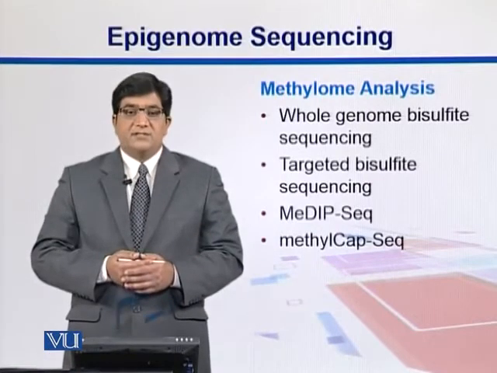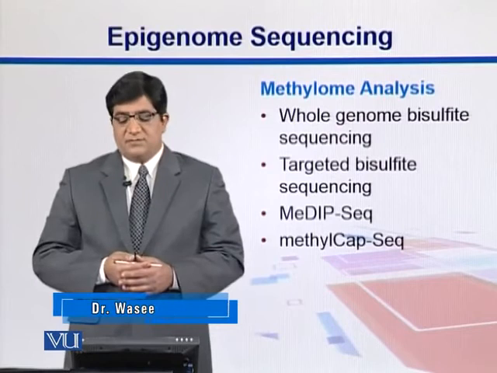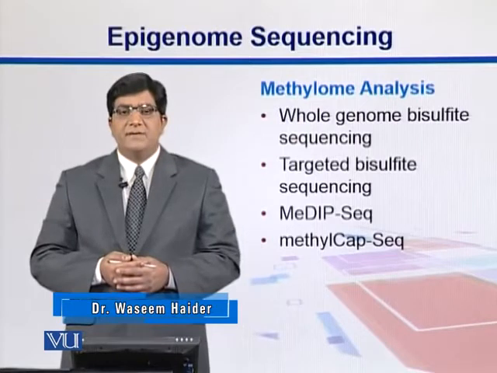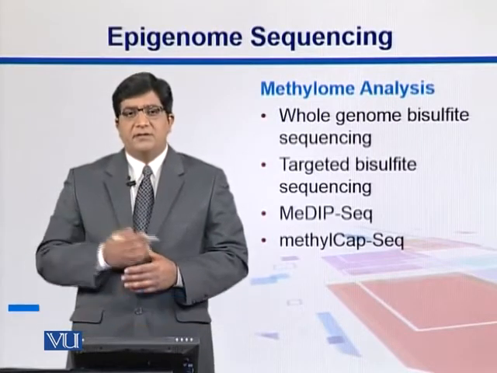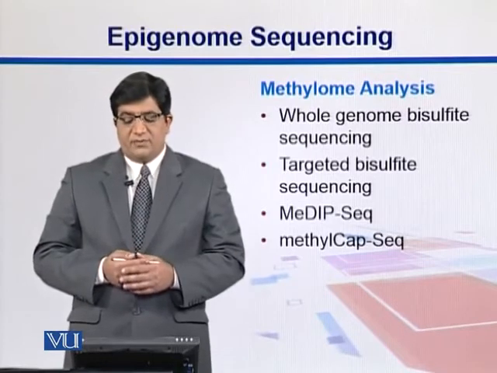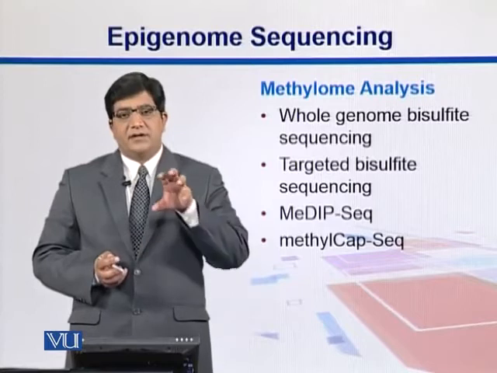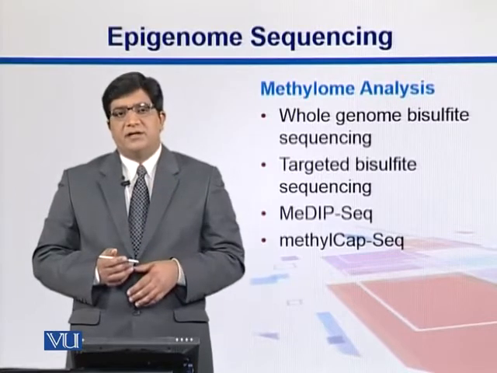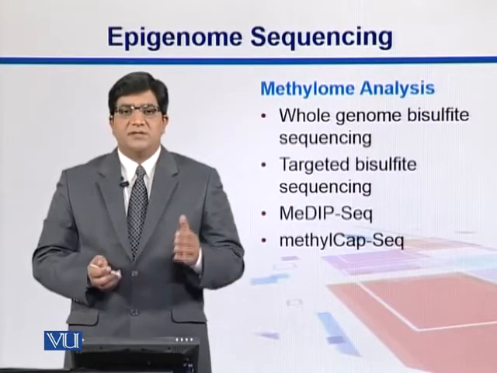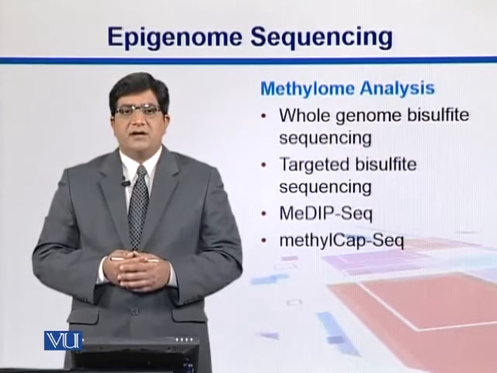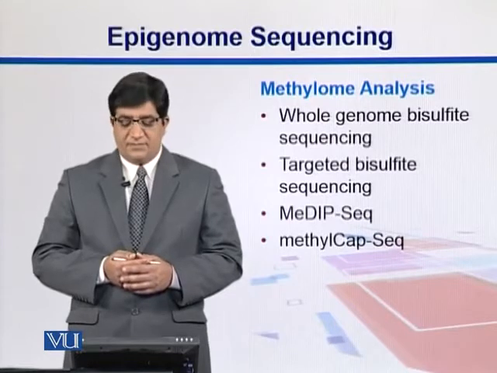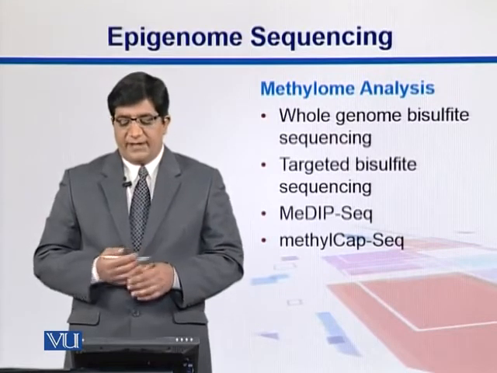The analysis of these methylation patterns, we call methylome analysis. There is a technique called bisulfite conversion. We can use that on the whole genome, which we call whole genome bisulfite sequencing. We can target specific regions, which we call targeted bisulfite sequencing. We can also capture methylated DNA with a technique called MeDIP-seq, that is methylated DNA immunoprecipitation. We can also do methyl cap-seq.